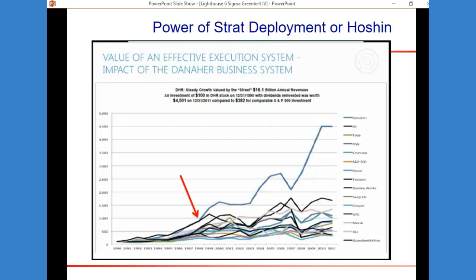How do you spell that acronym? Hoshin? H-O-S-H-I-N. Yeah. The Hoshin Planning.